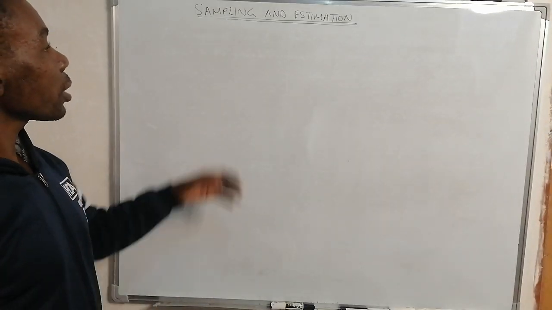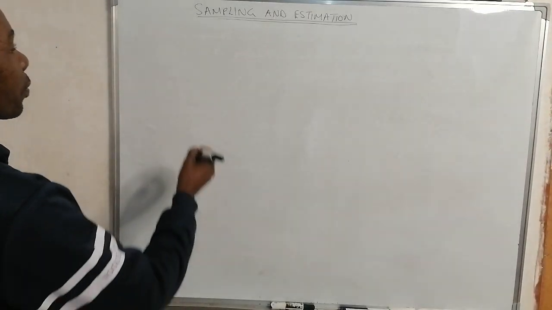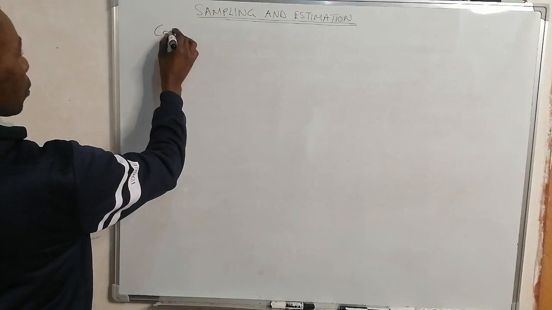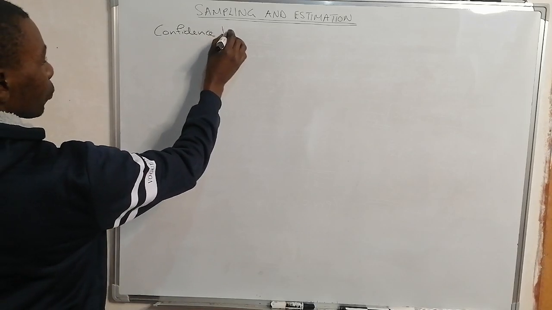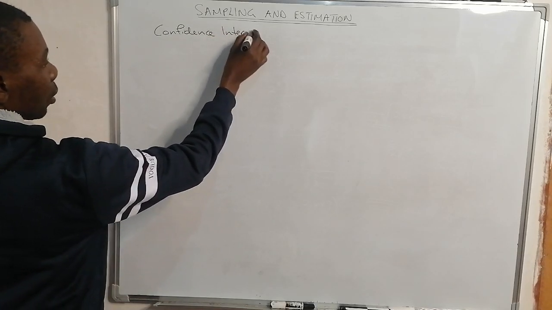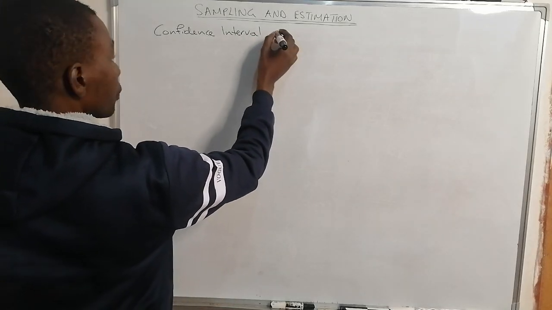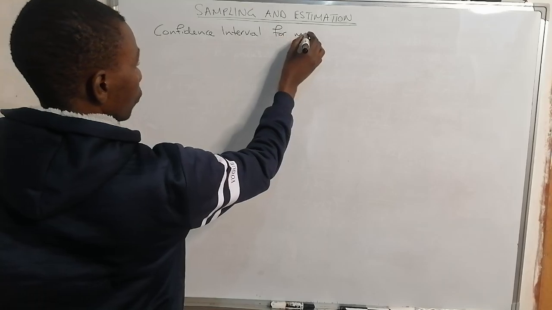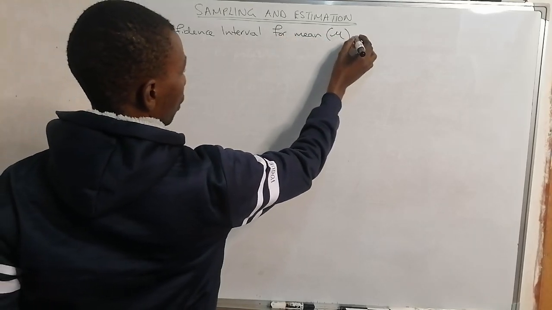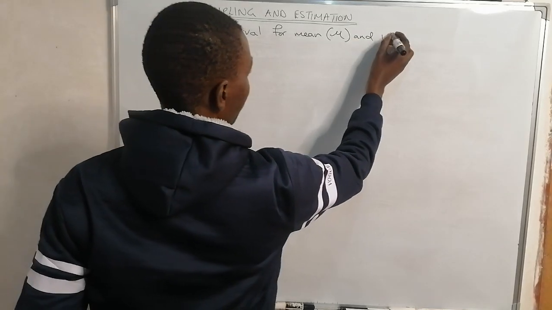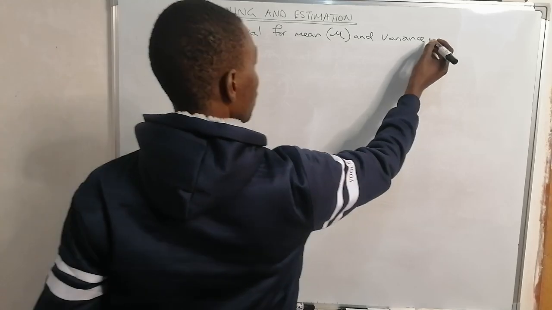We are still on sampling and estimation, but today we are going to talk about confidence intervals. Confidence interval for mean, mu, and variance, sigma squared.